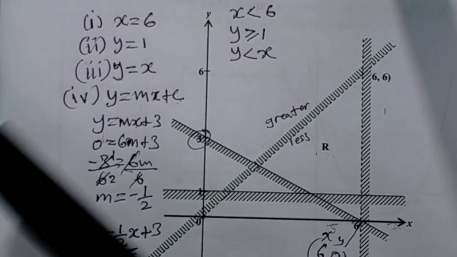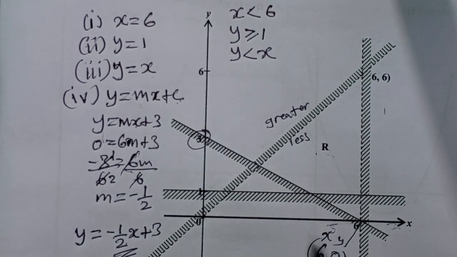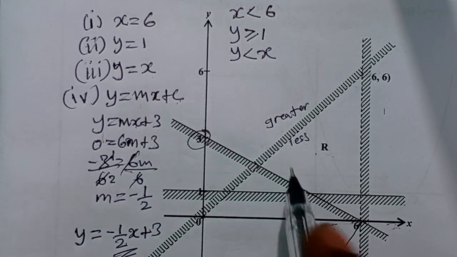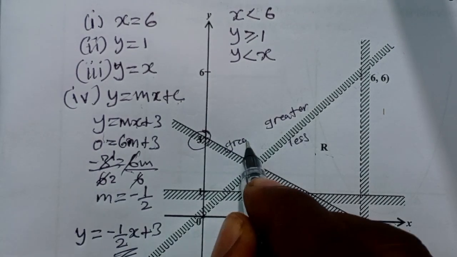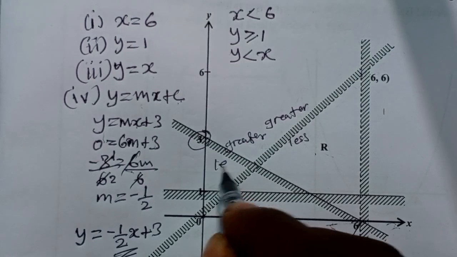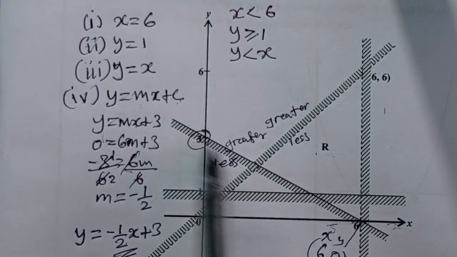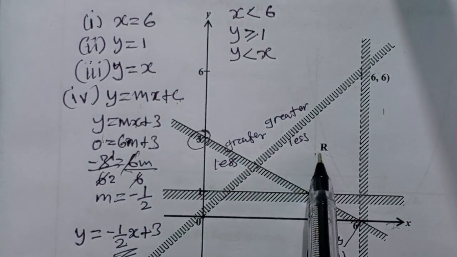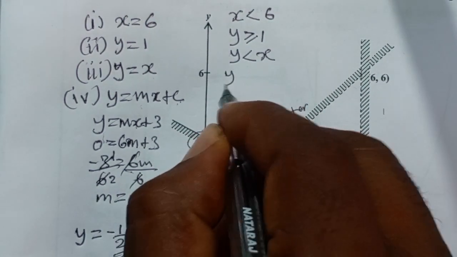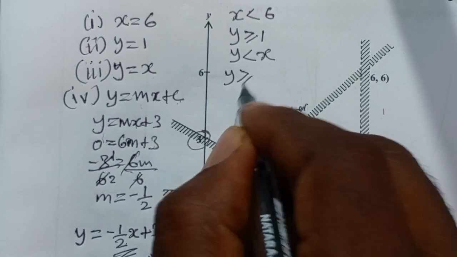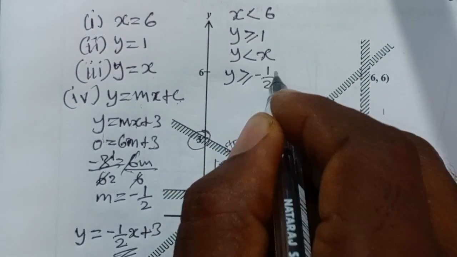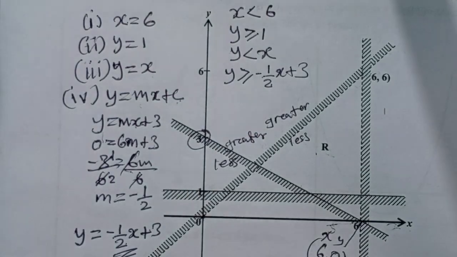Then now for this last line, this side is greater, this side is less. So for this line, the unshaded region is greater. So it is going to be y is greater than or equal to negative 1 over 2 x plus 3. So that is 5 marks for you.